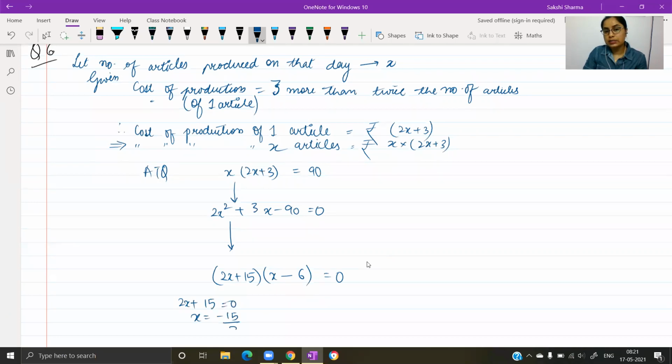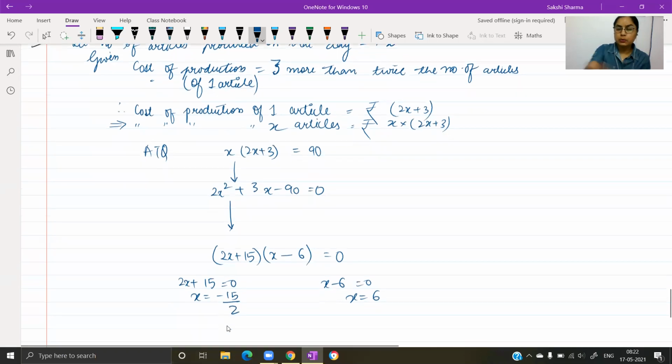One value is negative 15 by 2. The other value is x equals 6. Since x represents the number of articles, it cannot be negative or in fractions. So the first value will be rejected. We will be having x equals 6 as the answer. So you can write down here that x equals minus 15 by 2 is rejected.